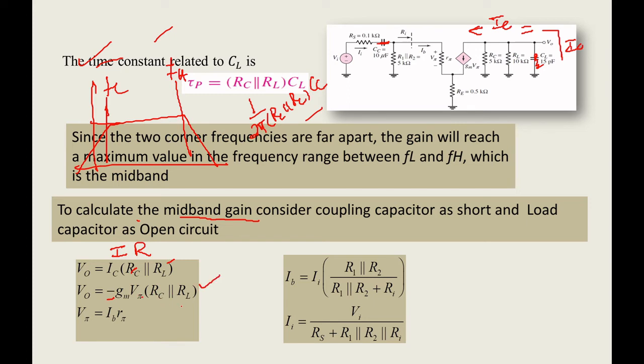Up to this you are clear. Now you know V pi. What is V pi? V pi will be the product of IB into R pi. That is clear. Now we will see what is the IB.